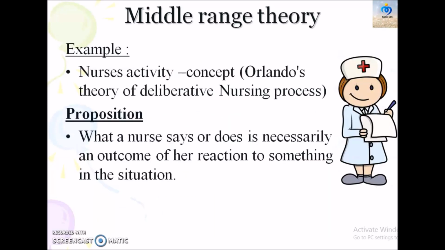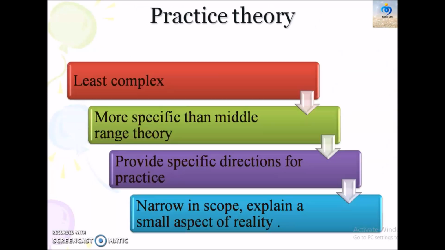So we'll see an example of a middle-range theory: Orlando's theory of deliberative nursing process. In that theory, nurse activity is a concept defined by Orlando, and she gives a proposition that what a nurse says or does is necessarily an outcome of her reaction to something in the situation. So this is a proposition given in Orlando's theory about the nurse's activity.